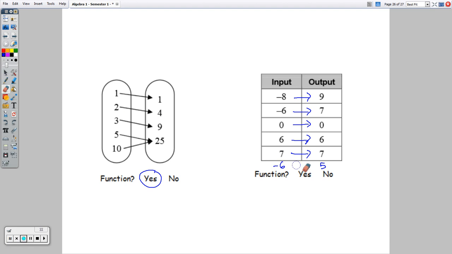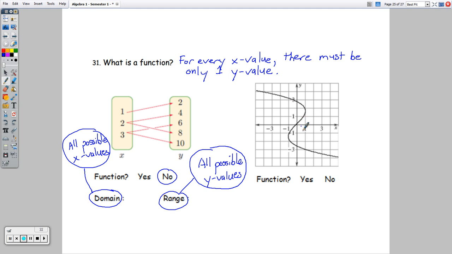We have -6 only goes to 7, -8 only goes to 9, and so on. There's no two output values for a single input value. So this one, yes, it's a function. The same idea holds for what you see here. So you pick any x value along this graph with its corresponding y value. There can only be one y value per x value.